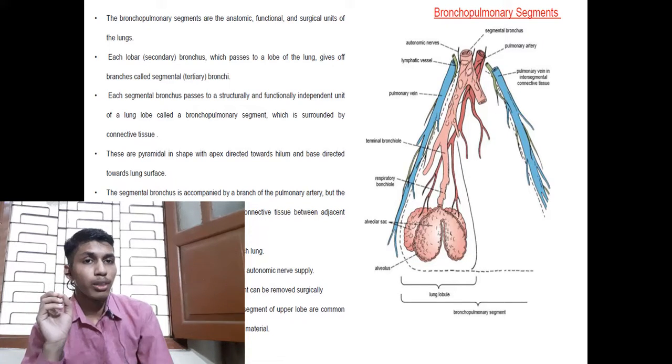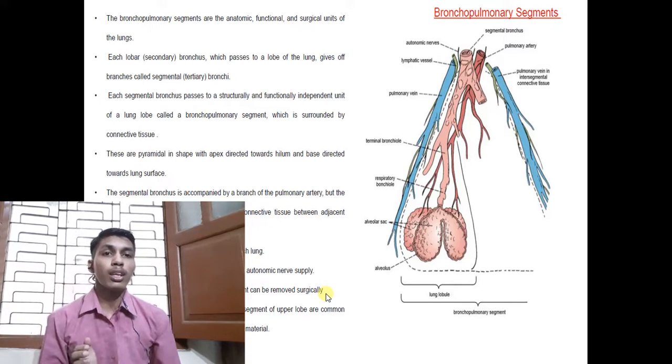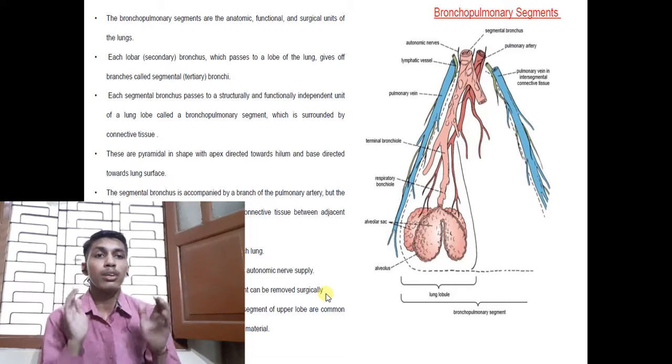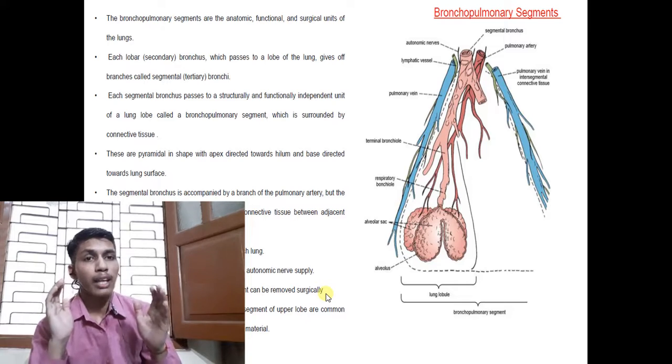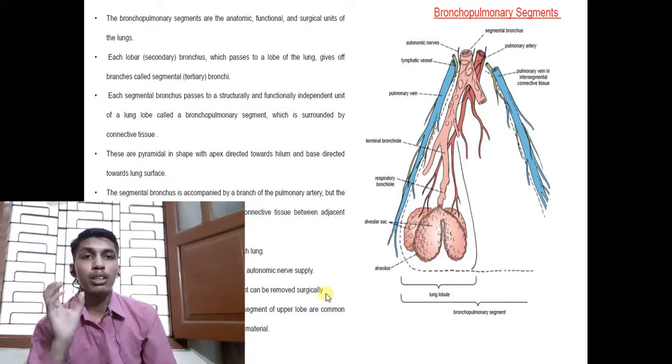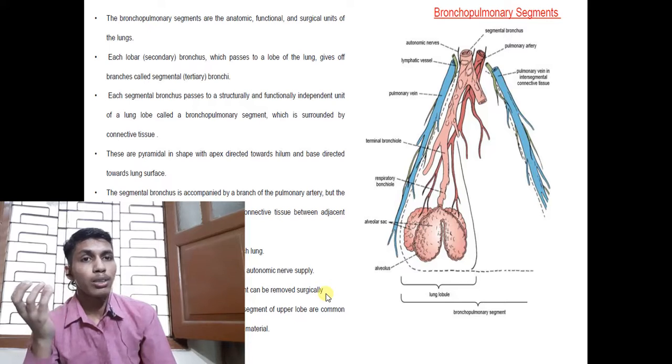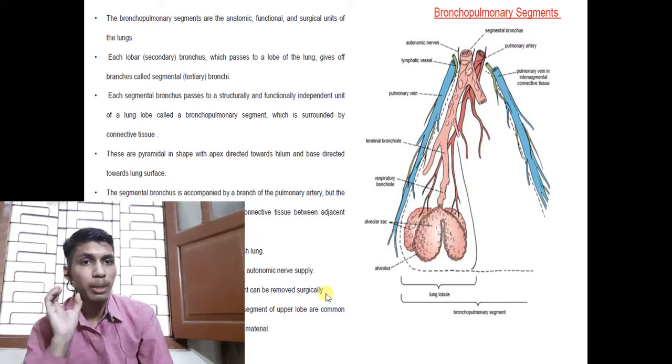Because it is a structural unit, the diseased segment can be removed surgically, as it is a surgical segment also. Basically we divide the bronchopulmonary segments for the sake of easy understanding, easy diagnosis and easy treatment, because some diseases are localized. For example, tuberculosis, carcinomas of the lung and bronchiectasis. These are localized diseases, present in a particular segment only.